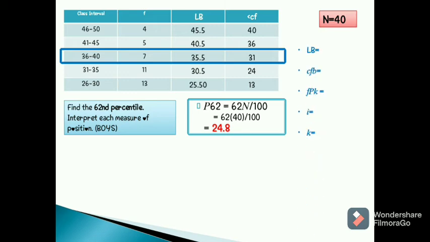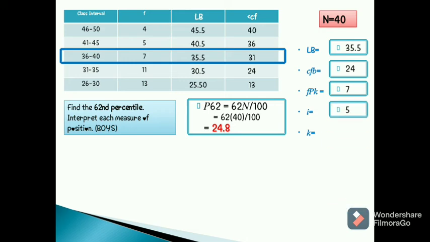Now we have our lower boundary, our CFB and f, the i and the k. For the lower boundary, we have 35.5. CFB is 24 because this is the CF before the class of P62. Our frequency is 7, and i is 5. And the k, since we are going to find the 62.